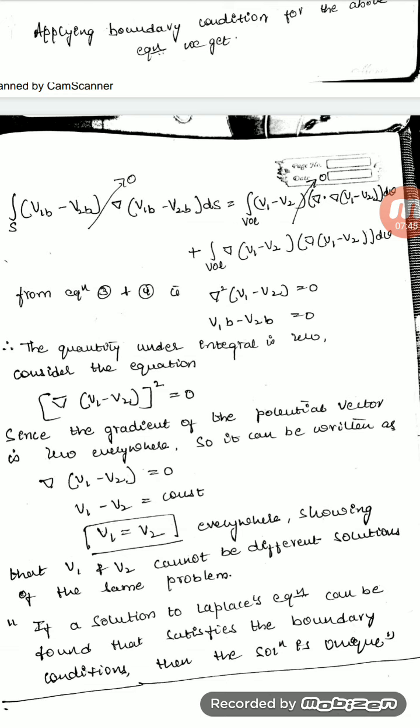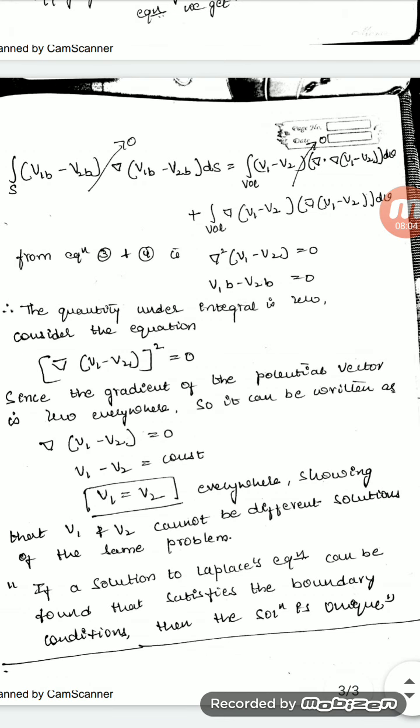So if a solution to the Laplace equation can be found that satisfies the boundary conditions, then the solution is always unique. We'll have only the same solution whatever method you follow. Whatever method you have followed, the solution will be unique. This is what the uniqueness theorem states.